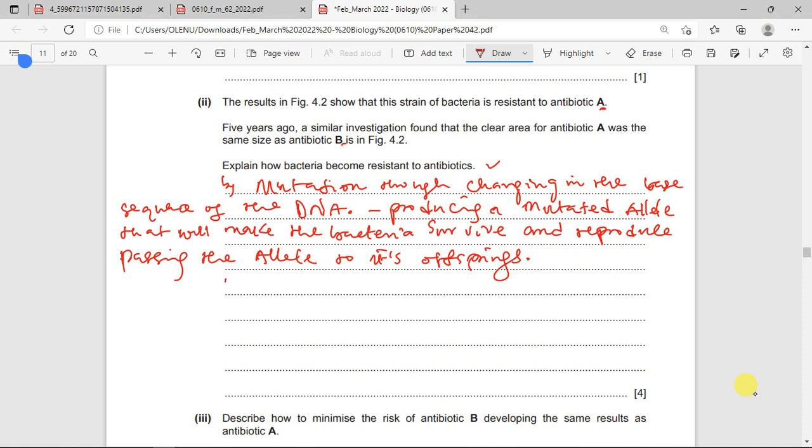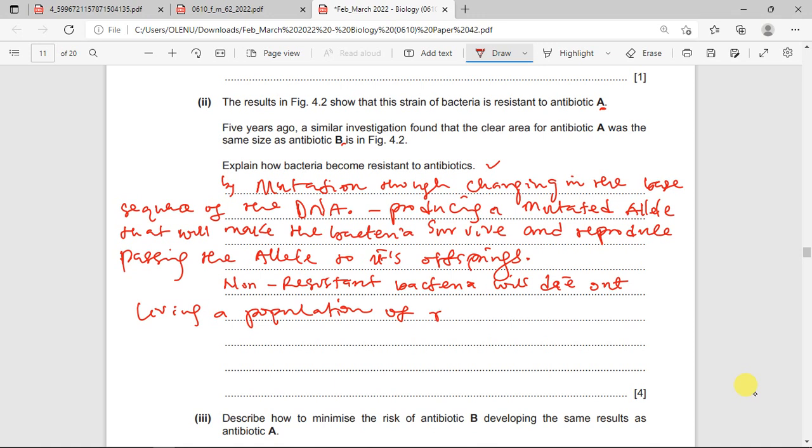So while the non-resistant bacteria will die out from antibiotics, non-resistant bacteria will die out, leaving a population of resistant bacteria.